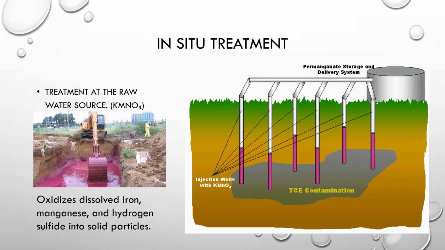How do you treat for these groundwater conditions? Well, it's known as in situ treatment, which is the treatment of that raw water source. Typically, you're going to inject what's called potassium permanganate, and it actually does turn purple. So when you see that purple on there, that is the actual color that the chemicals create. But what do they do? They oxidize the dissolved iron, manganese, and hydrogen sulfide into solid particles, and then they are pumped out of the groundwater and removed. And so that's one method of treating groundwater.